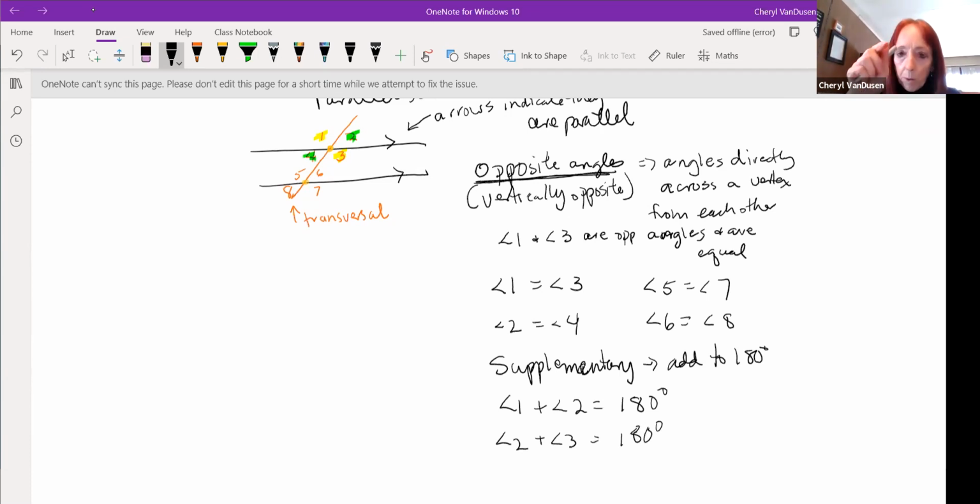Why doesn't everyone open their little chat box and type me another set of angles that are also supplementary, so you guys get a little bit of a chance to get involved?